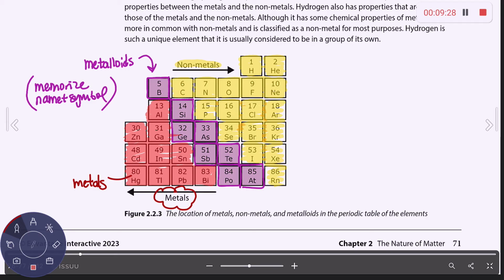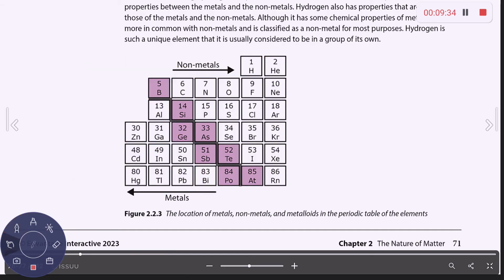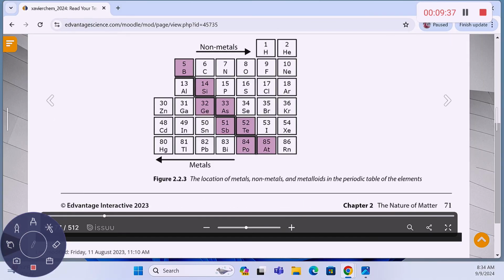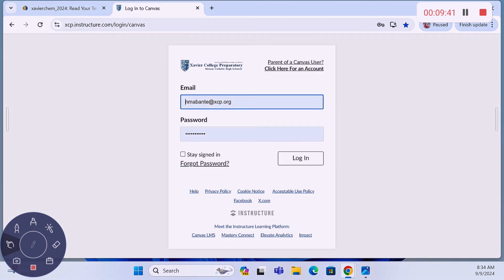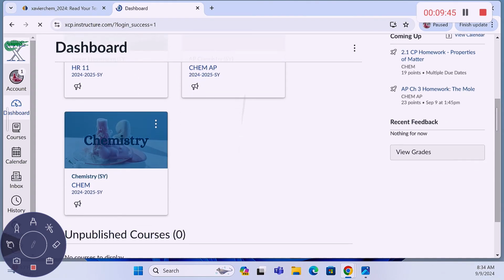Now, what I'm going to do is I'm going to pull up the periodic table that I gave you. So let me make this a little bit smaller. We're going to go over to Canvas. And if you lose the periodic table that I give you, you can always print it out.